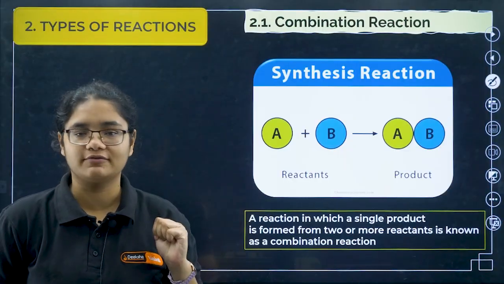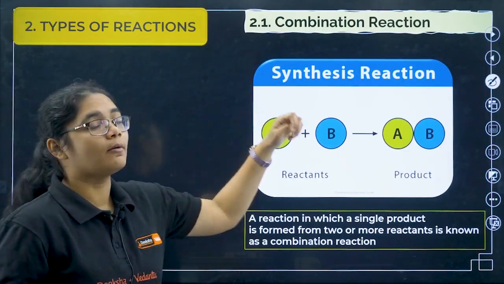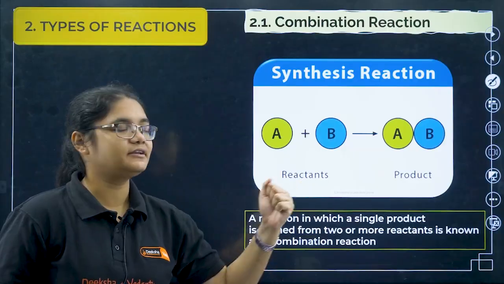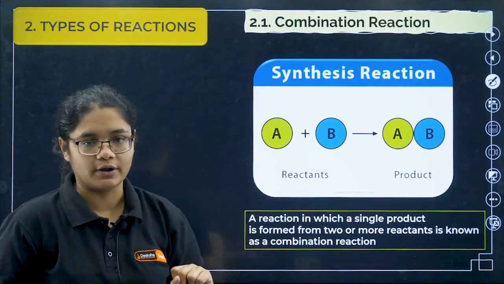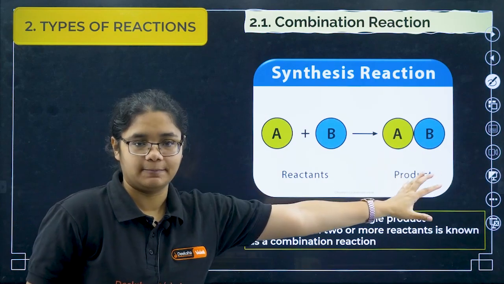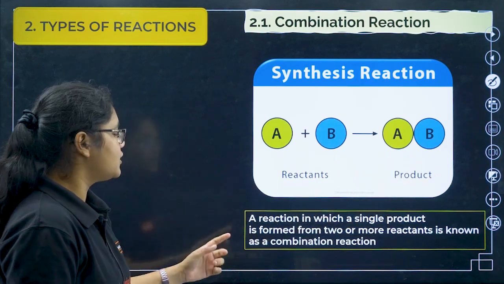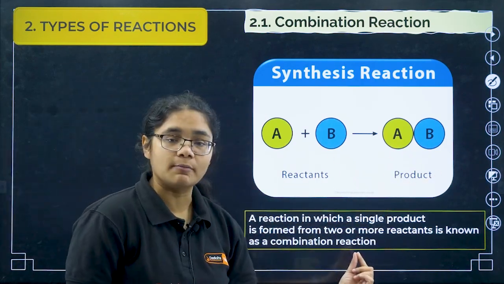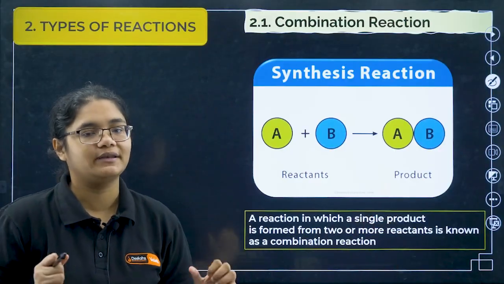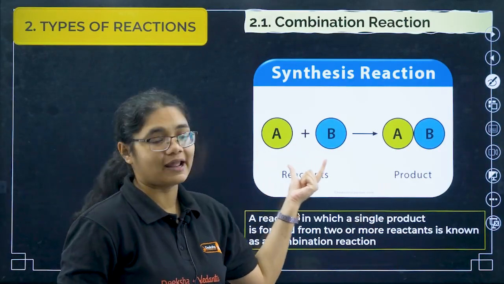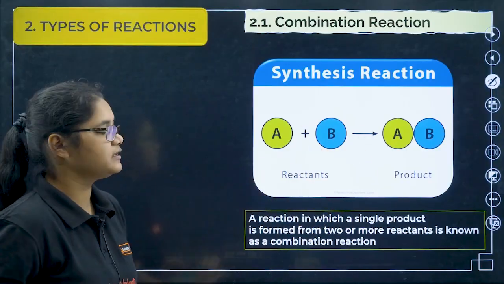We have 4 types of chemical reaction. The first one is combination reaction. In combination reaction, what happens? 2 reactants react to give you one single product. A plus B gives you AB. One single product is formed here. So a reaction in which a single product is formed from 2 or more reactants is called a combination reaction. You can see 2 different reactants were there and one single product is formed.